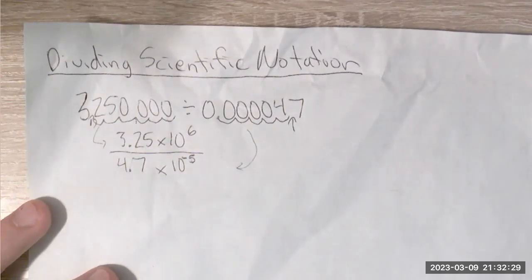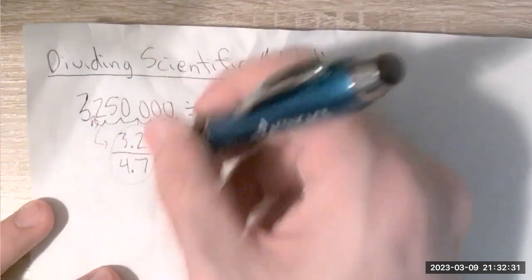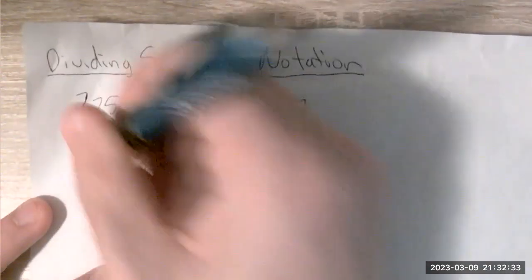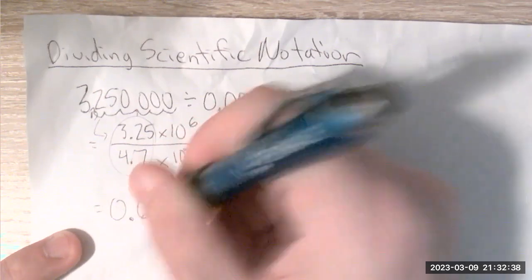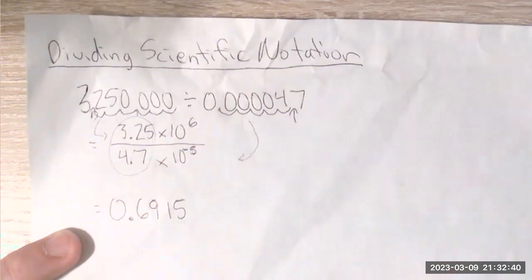Now, let's look at what's going on because I can divide these. Grab your 4-function calculator, punch it in. You're going to get 0.6915. All right, that's easy enough. Do that on the calculator.